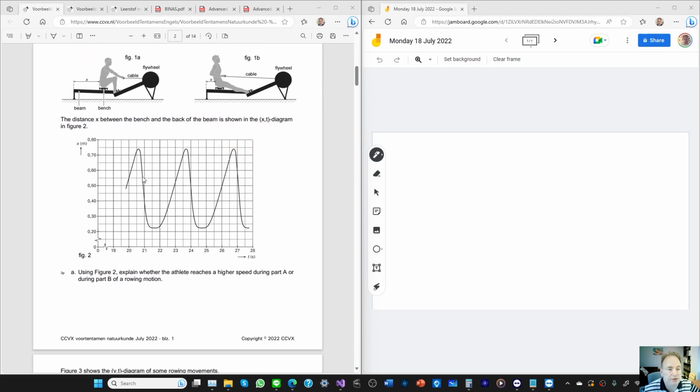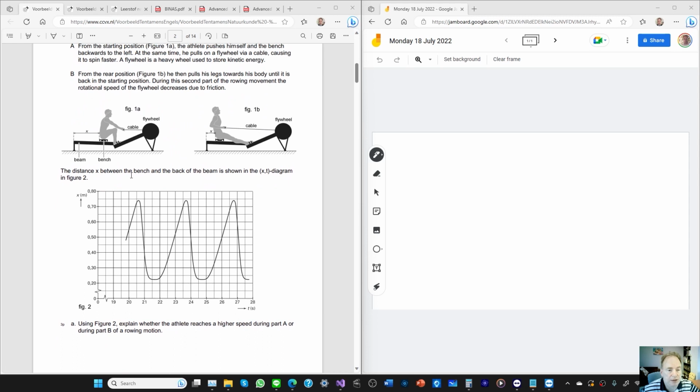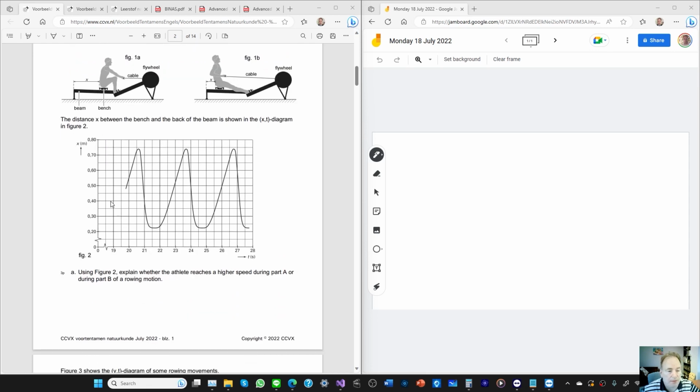Then there is a figure given here with the distance between the bench and the back of the beam. So this is their convention, their definition of the distance x. Then, using this figure, explain whether the athlete reaches a higher speed during part A or during part B.